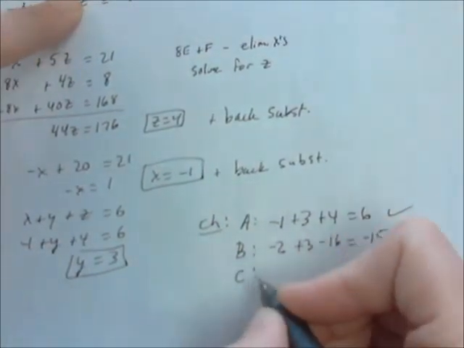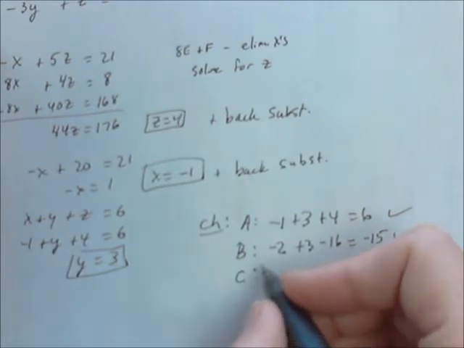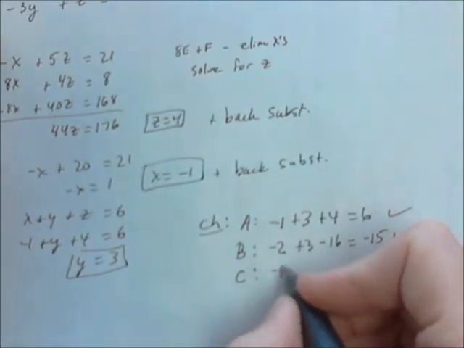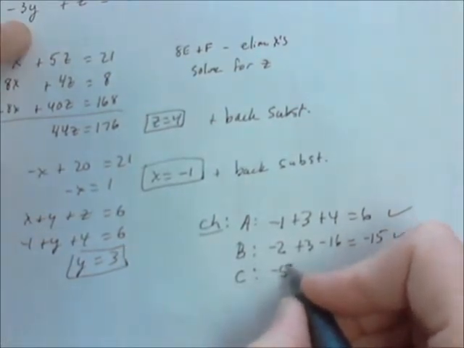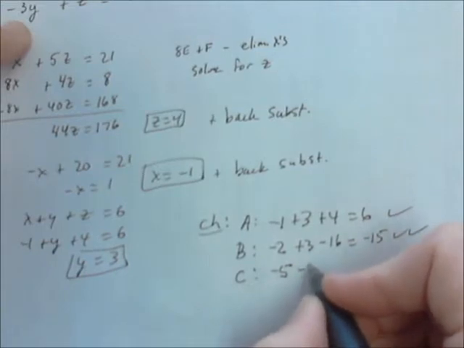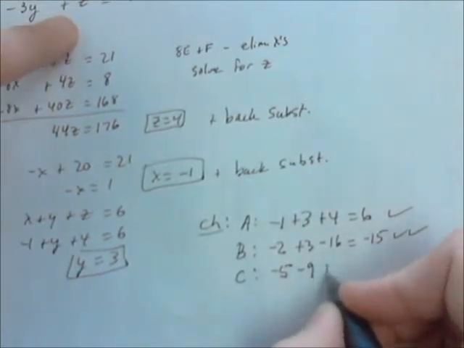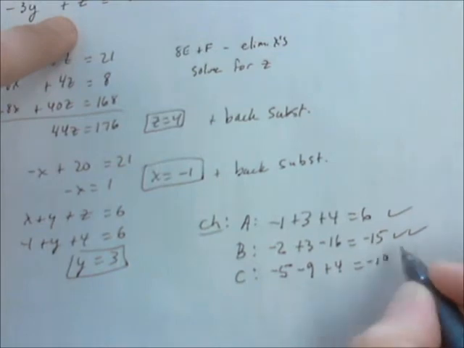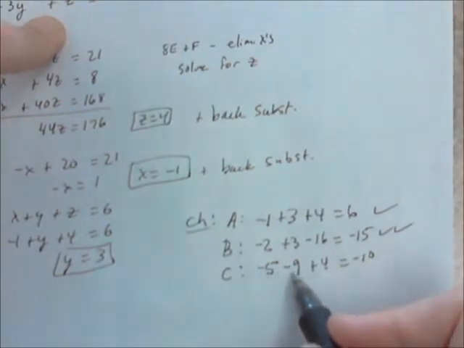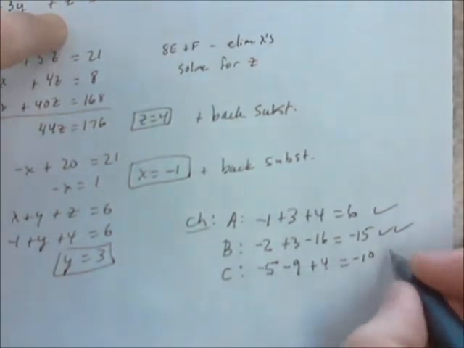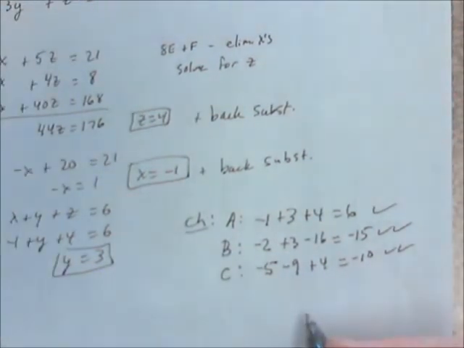And then we're going to check in C, which says 5x, which is 5 times negative 1, minus 3y, which is minus 9, plus z, which is plus 4, equals negative 10. So negative 5 minus 9 is negative 14, plus 4 is negative 10, so that one checks too. So these all check out.